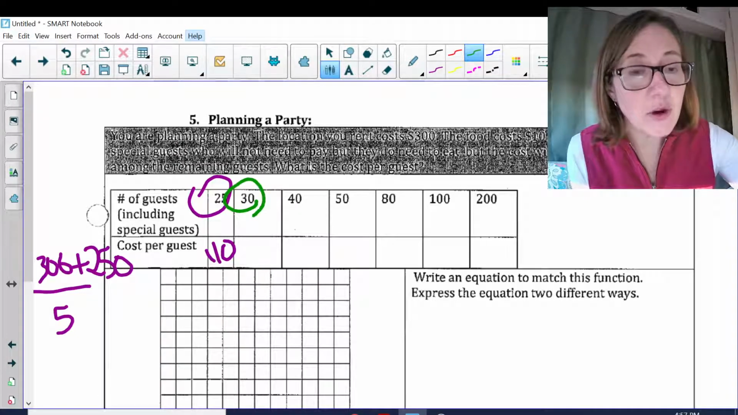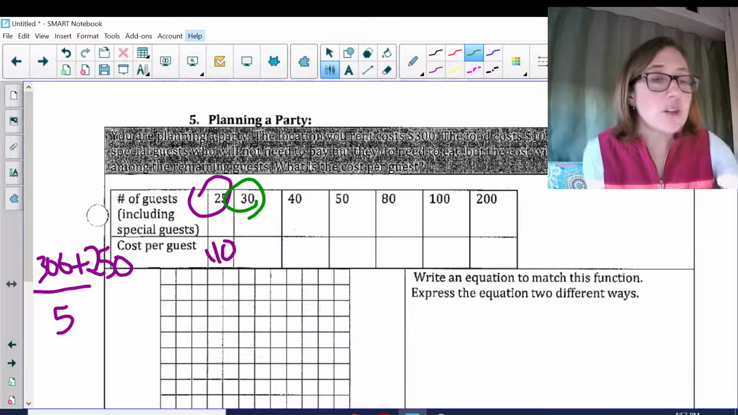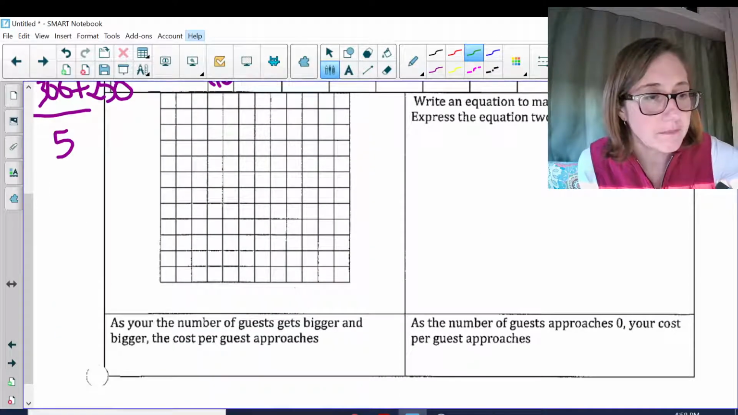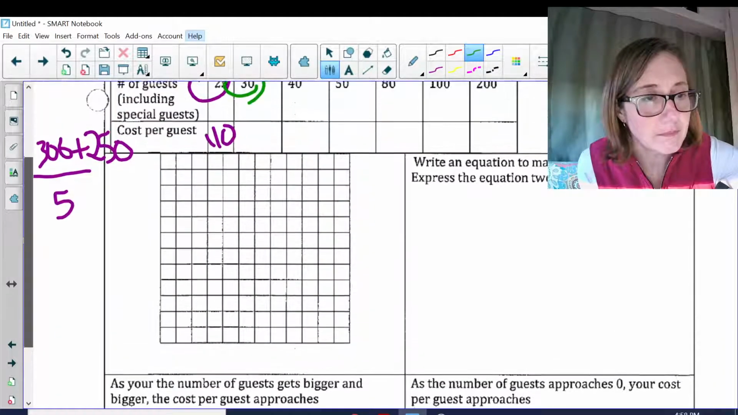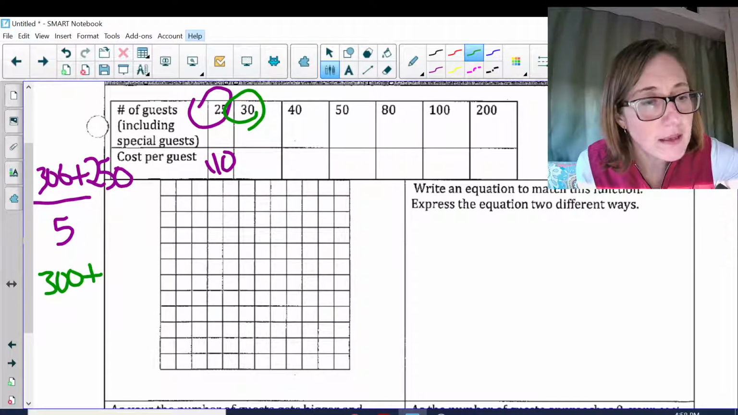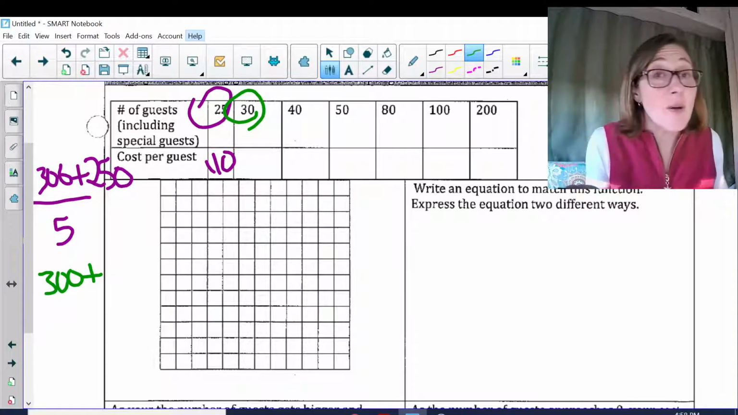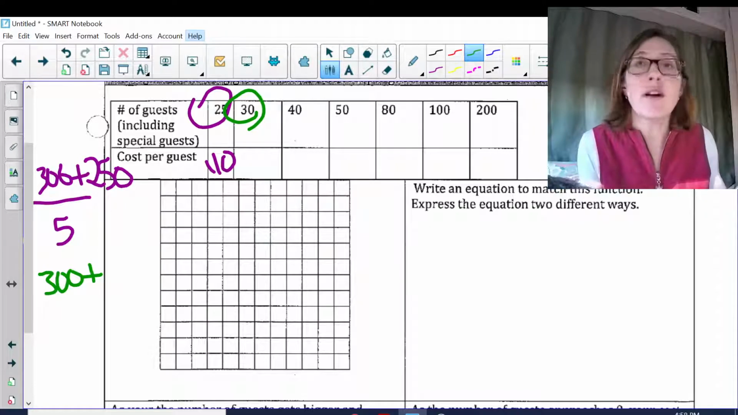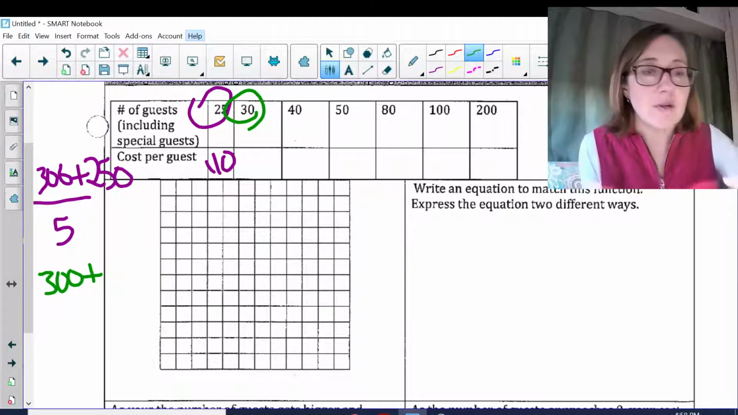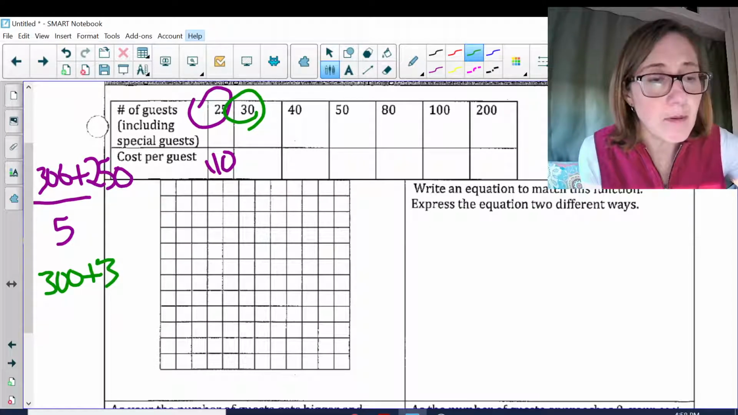So let's say we have 30 people coming now. The hall is still going to be $300. Plus, I still have to pay for food, only now I have 30 people coming. And remember how it's $10 a plate? So that means the food bill is going to be $300, because if more people come, they have to eat.